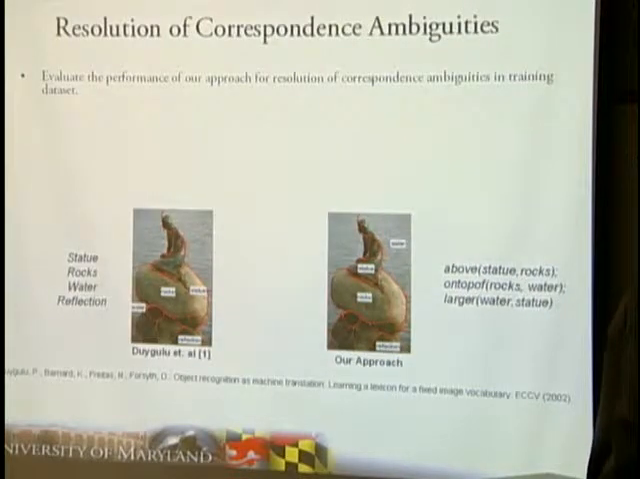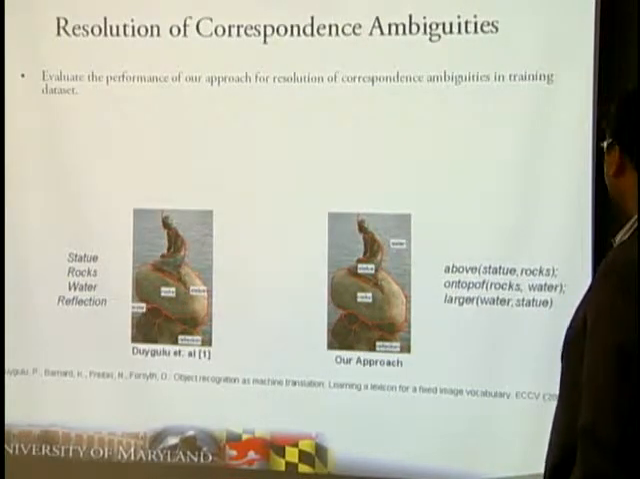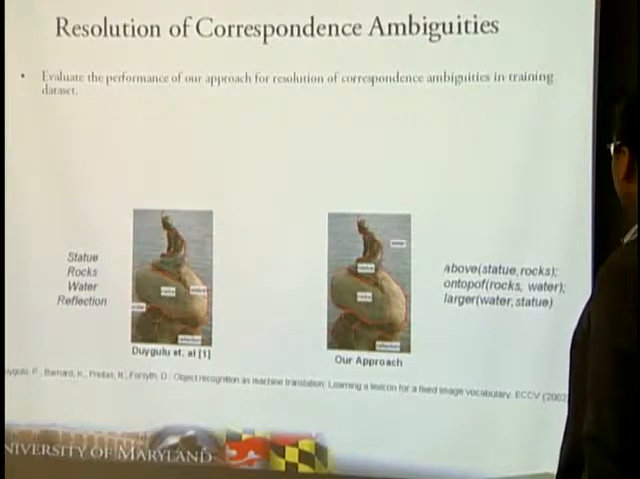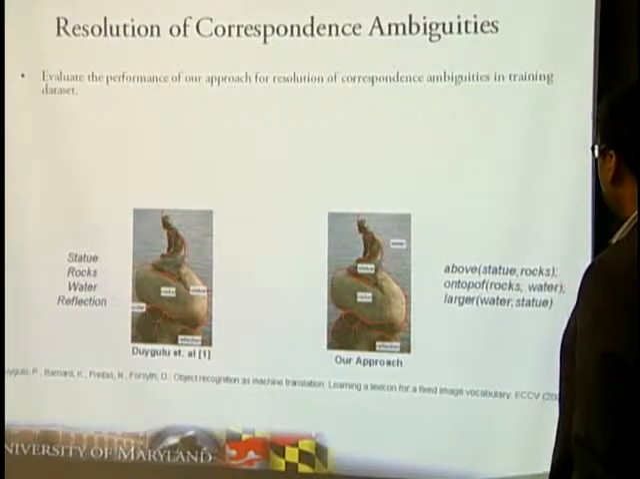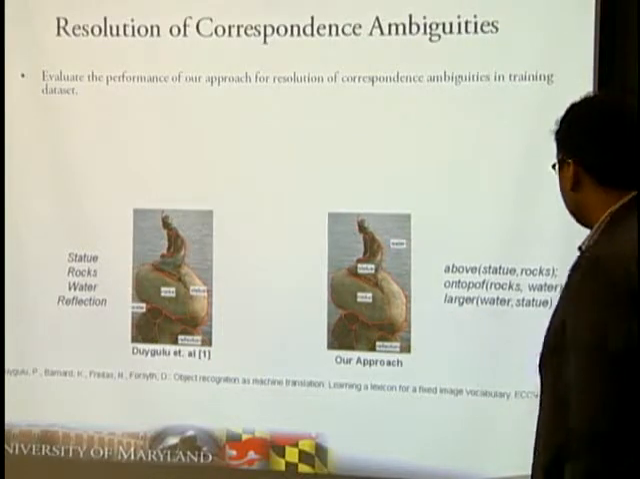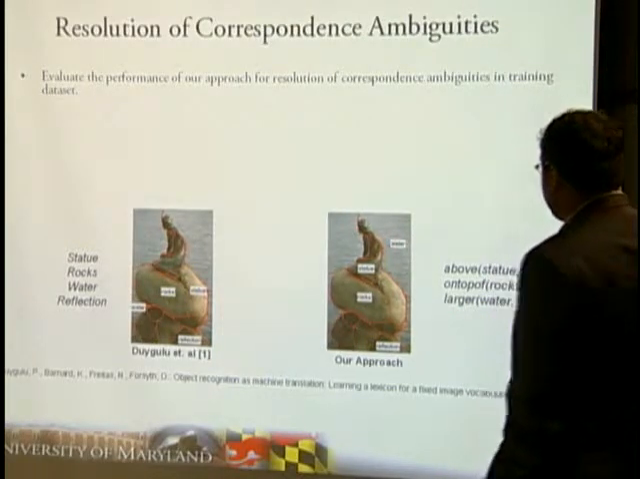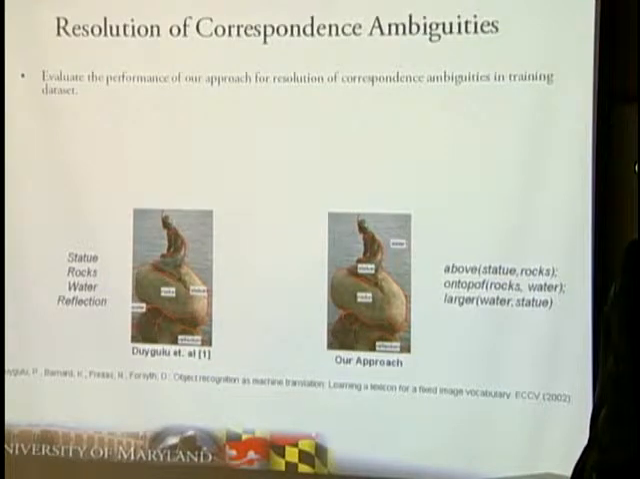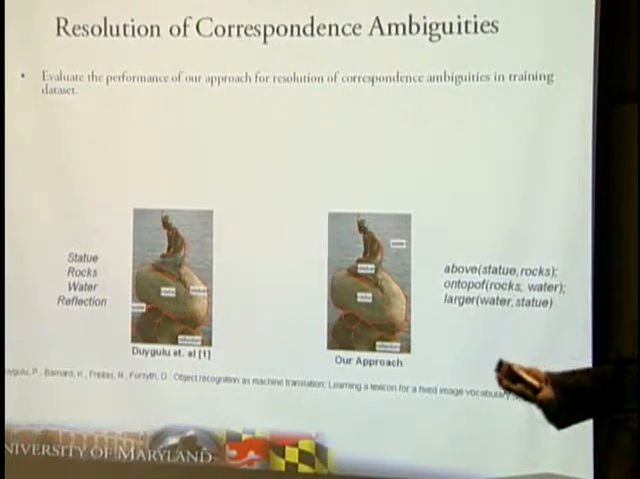Here is another example where statue is associated with the wrong region. However, once you apply a constraint that statue is above rocks, you obtain a much better assignment. Now one of the things to observe is that this relationship is image specific. It is not necessary that this relationship should hold throughout all the training images.